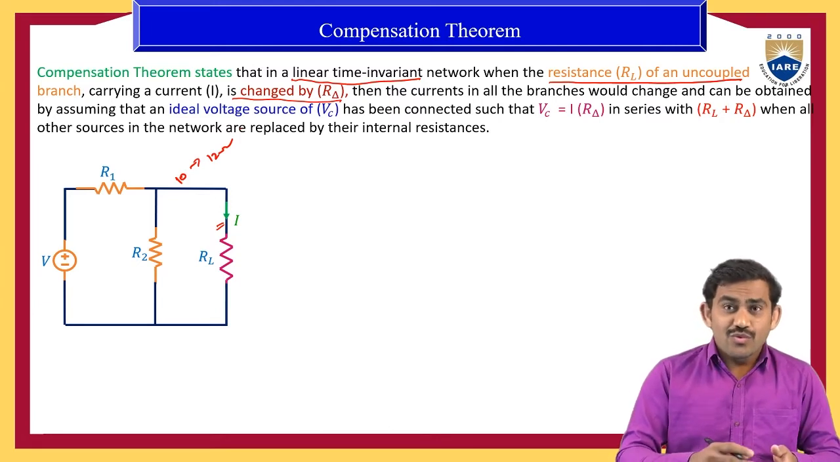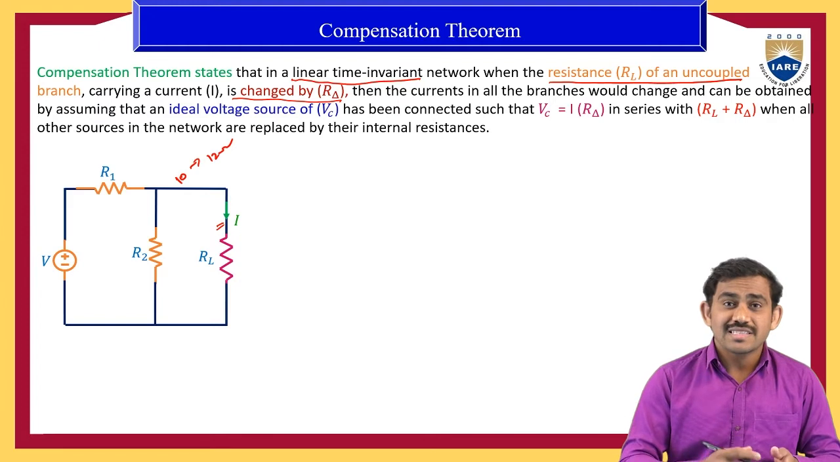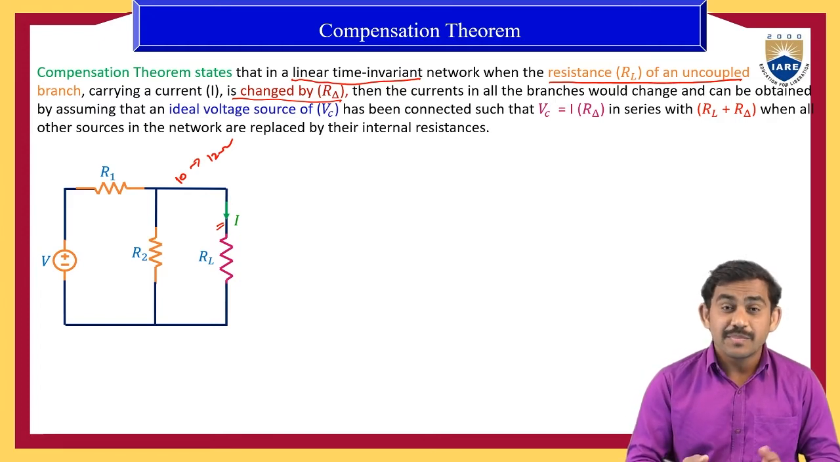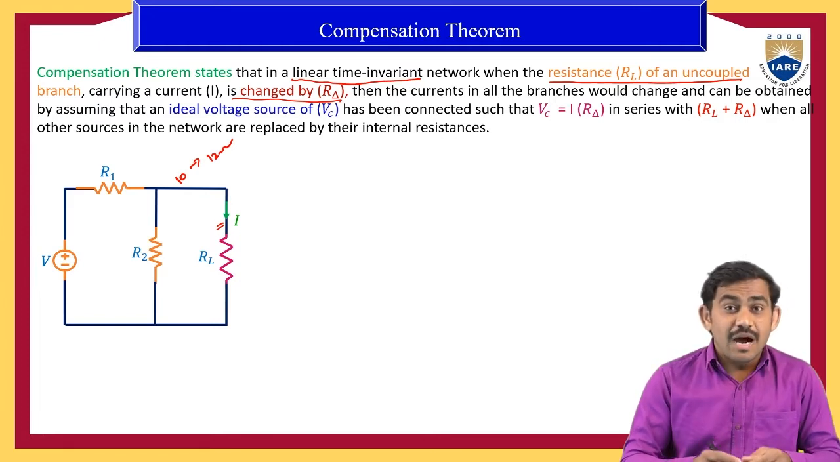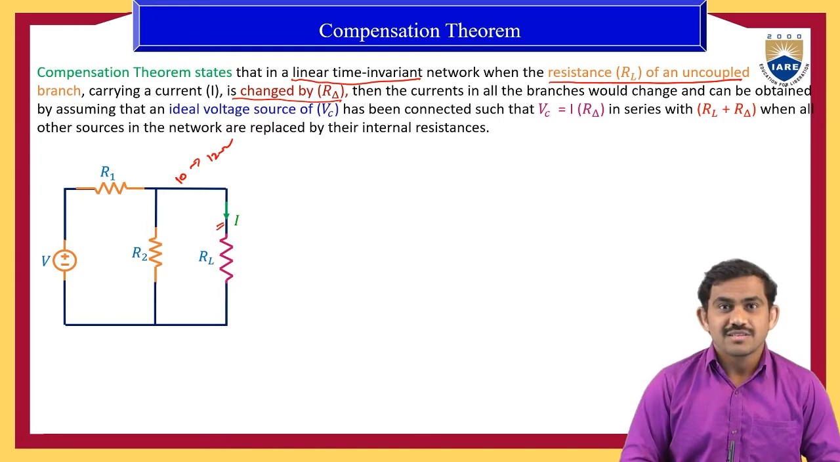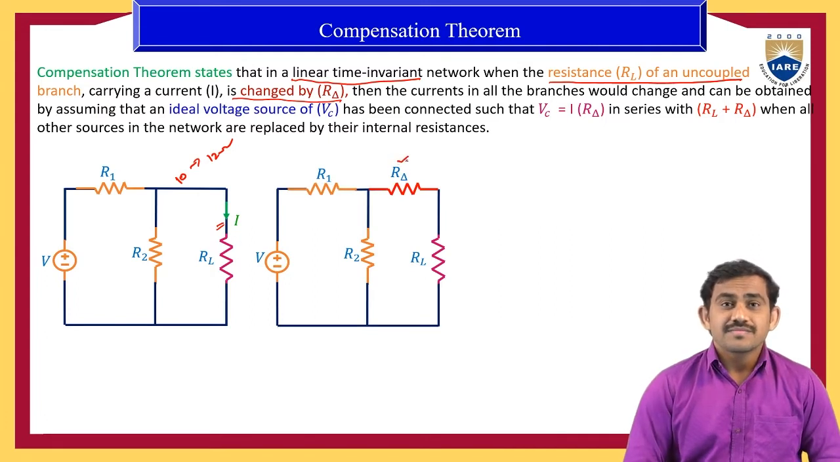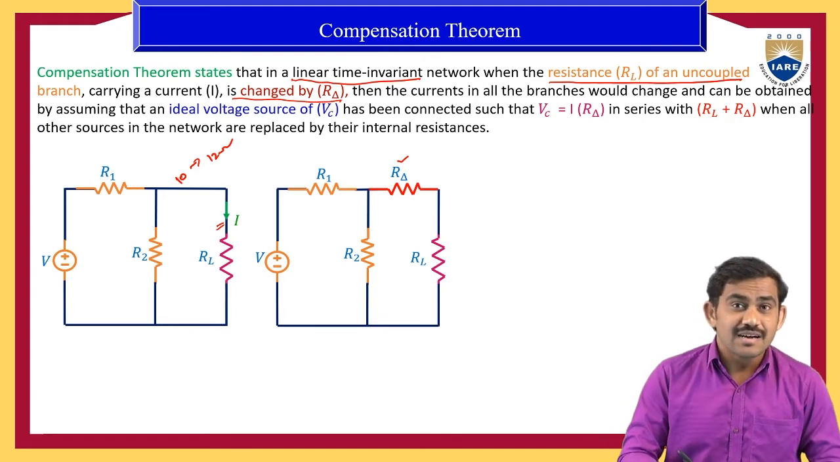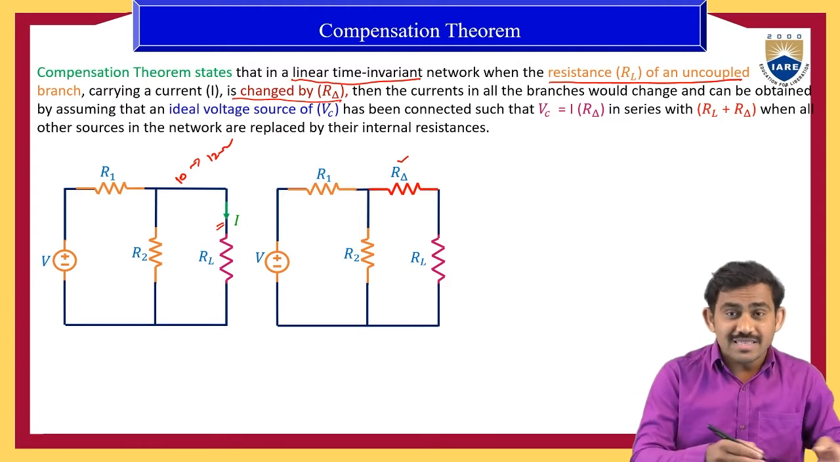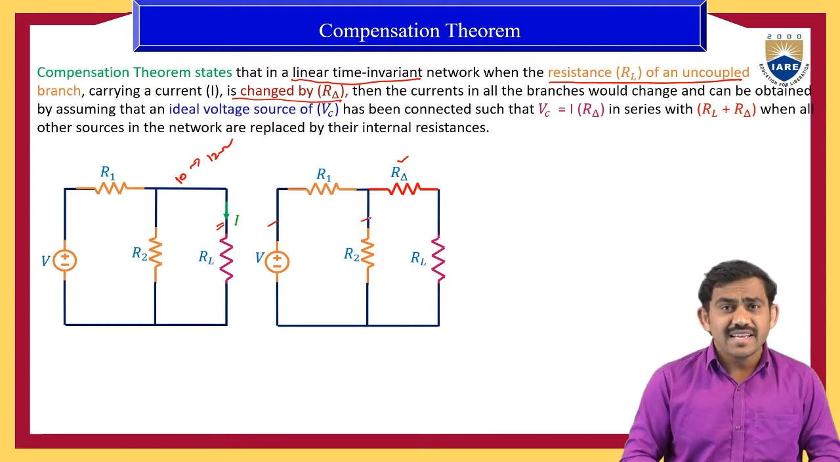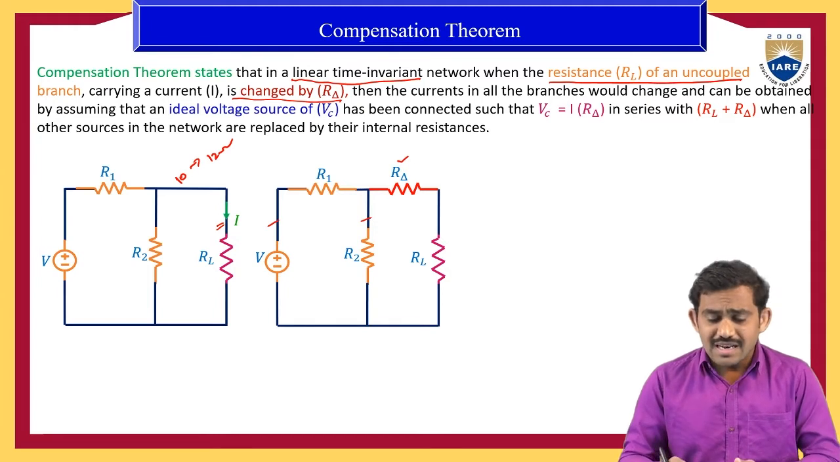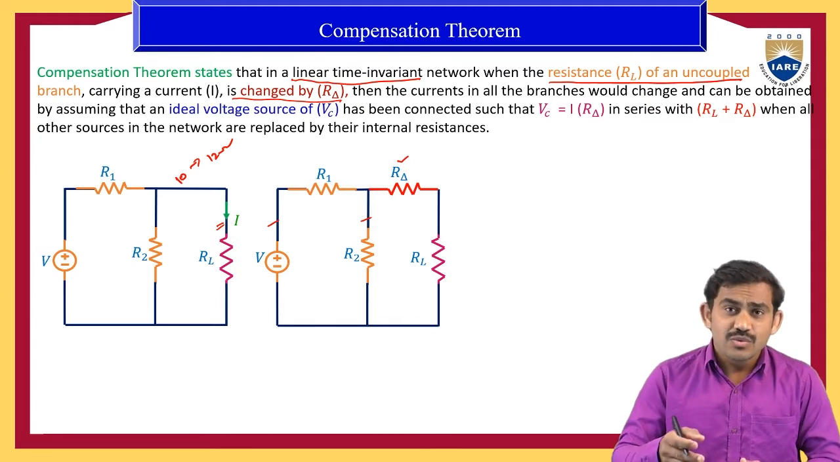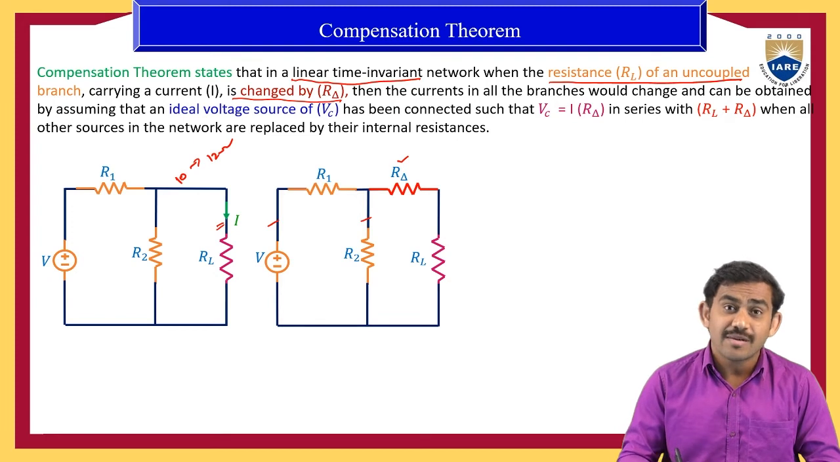So where the resistor is changed. Your resistor is increased or decreased depending on temperature. And at that time I need to compensate some voltage. Suppose your resistor RL is changed to RL plus R delta. Now your total resistor on that branch is RL plus R delta. So automatically the remaining branch currents will be changed.